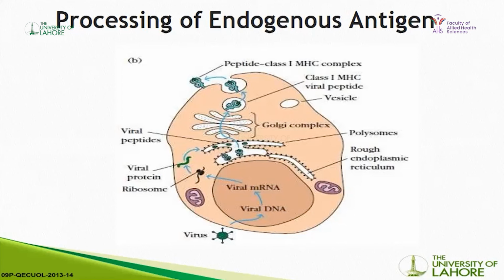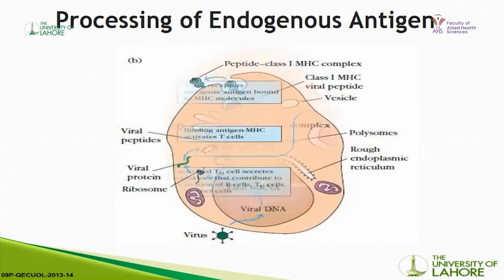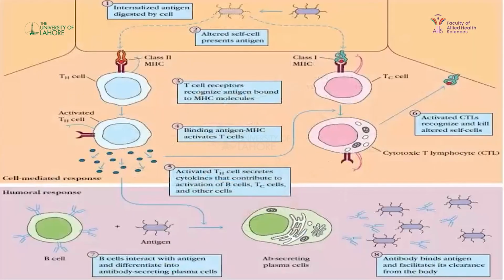These viral proteins will be adjusted in the MHC class 1 molecule which is present in the RER, the endoplasmic reticulum. Then this will be exported towards the Golgi complex, and the complex of MHC class 1 along with the antigen will be budded from the Golgi complex in the form of Golgi buds or Golgi vesicles. These will be presented on the cell surface. So this is the peptide-class 1 MHC complex. The whole lecture can be summarized in this last diagram.